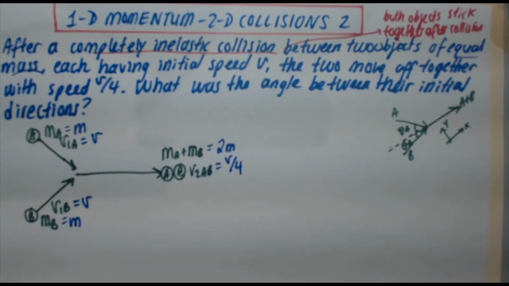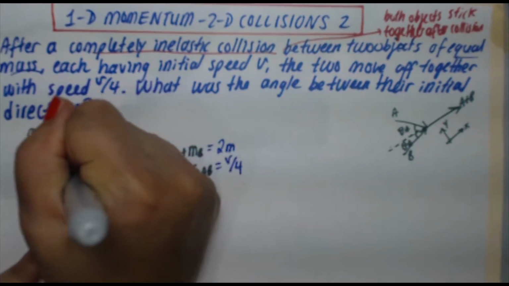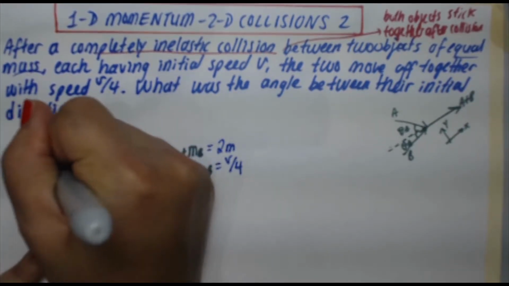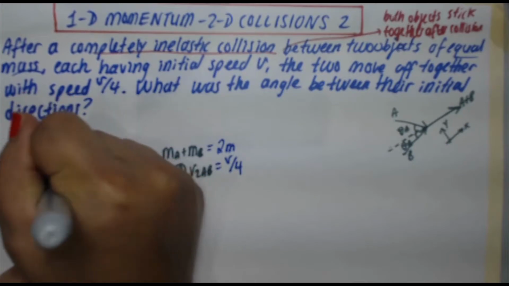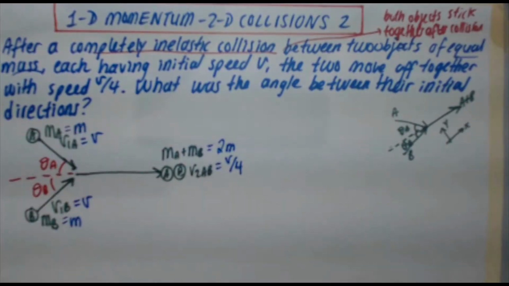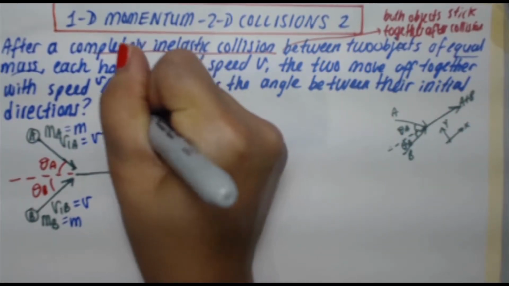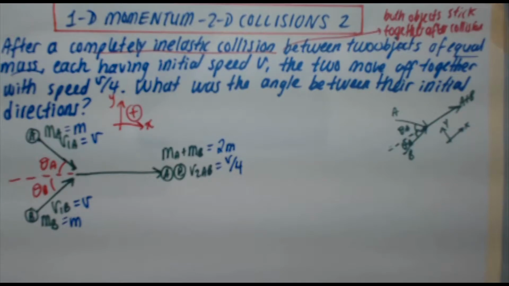Okay, so what are we looking for? We're looking for the angle between their initial directions. So remember, take that final direction, drag a dotted line backwards. That's theta A, that's theta B. That's what we're looking for. Let's define our coordinate axes. Upwards is going to be y, to the right is going to be x. Those will be our two primary positive directions.